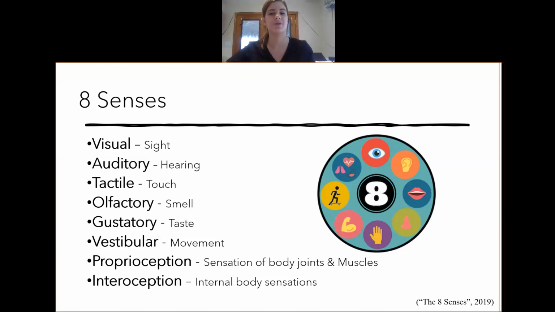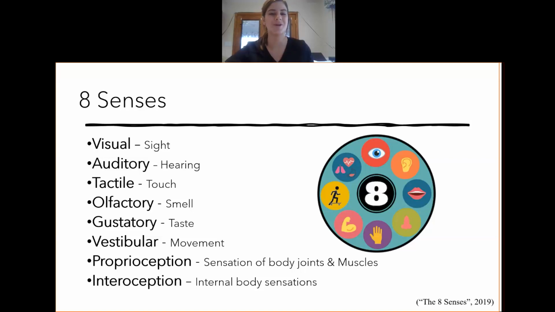The vestibular system processes movement. So if you're in your car and you close your eyes, your body can tell if you're moving forward or backwards. This is because your vestibular system is letting your body know when it's moving. Swings are commonly used in a clinical setting to activate the patient's vestibular system.